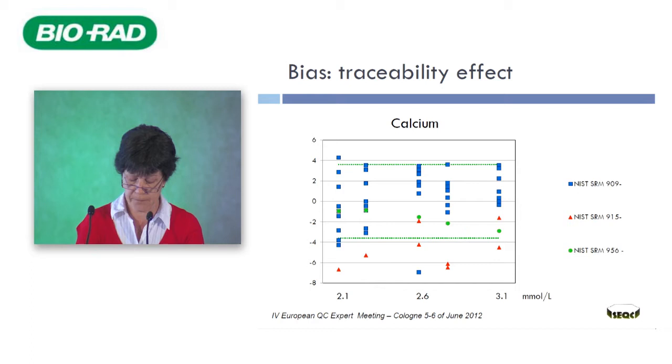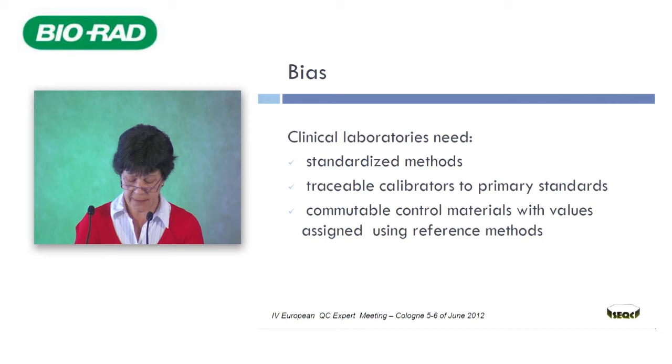When using a serum-based standard for traceability, results in blue and green, the results obtained in routine laboratories are satisfactory. In this example, bias is due to the lack of calibrator traceability. Bias can only be corrected with the collaboration of manufacturers of analytical systems.